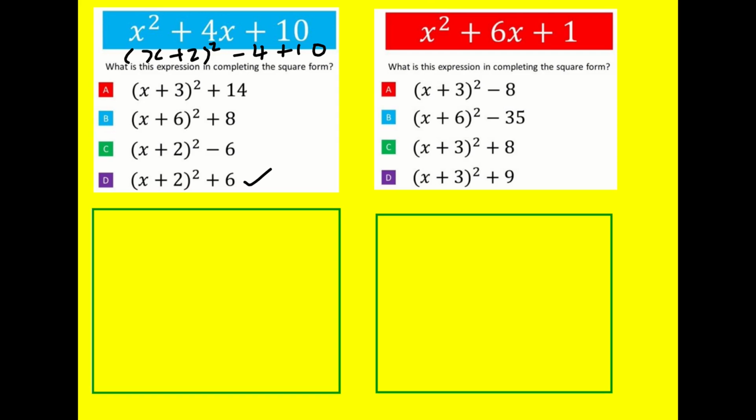Next one. This time we're going to have the 6. We're going to minus 9 and add 1. So it's going to be A.